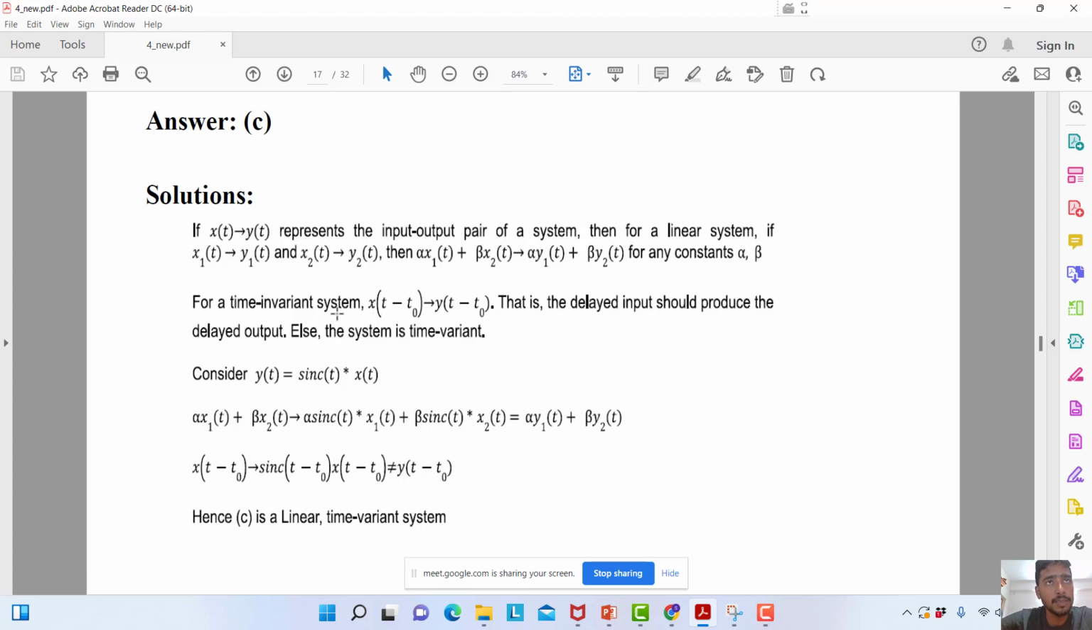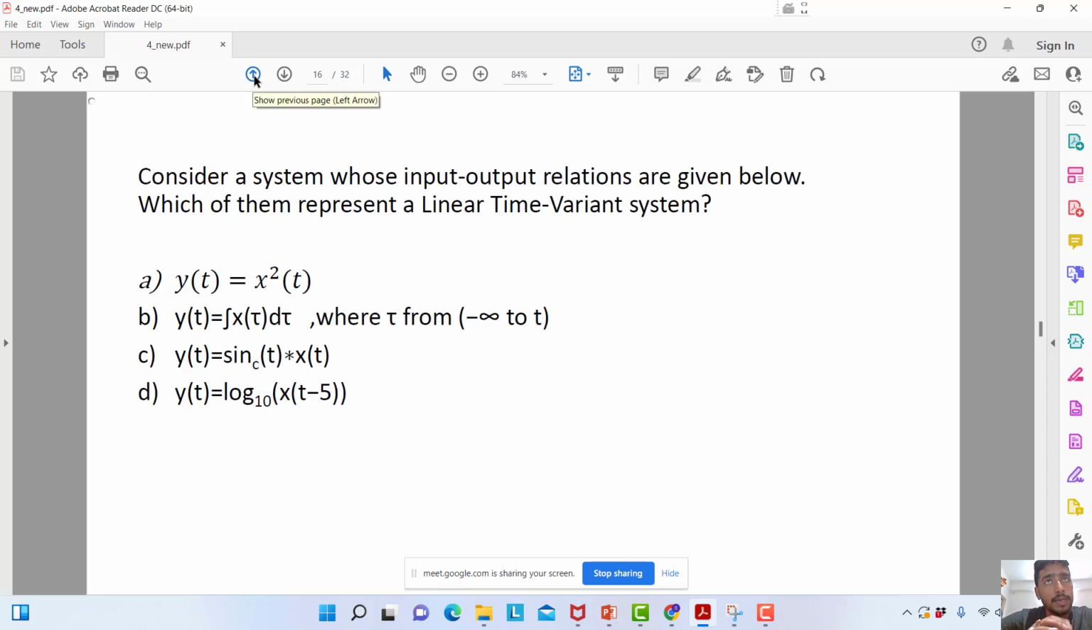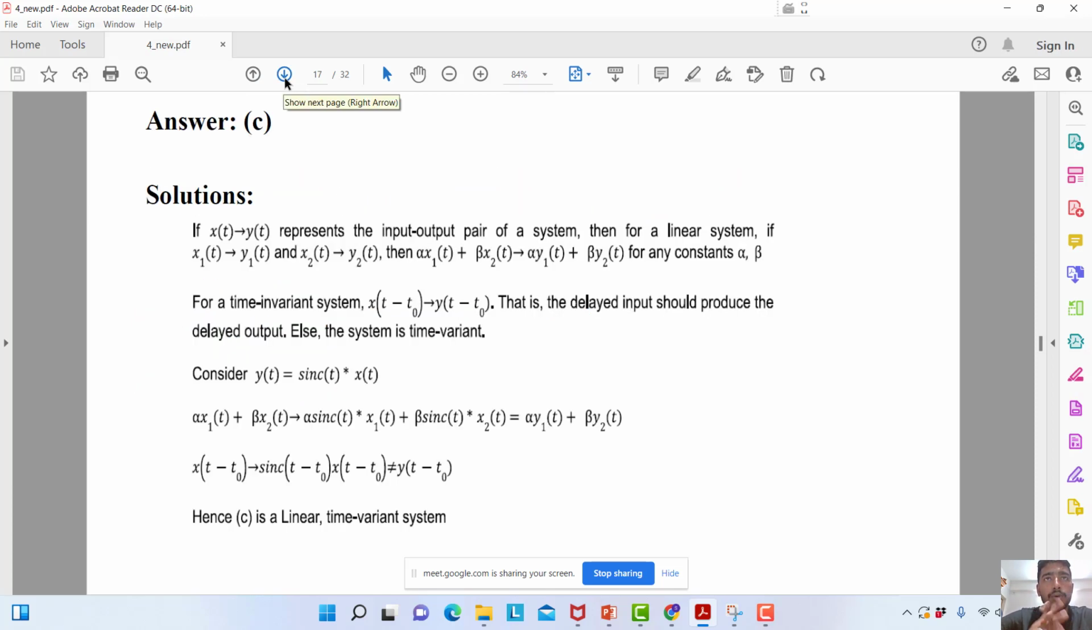Similarly, for the time invariant condition, we shift the input function by a delay of t0. If the output is also shifted by the t0 delay, it means the system is time invariant. If it's not following this, it will be time variant. So just use a pen and paper, apply both conditions to all four options, and comment which option is right. With the time constraint, you can apply both conditions to all options.